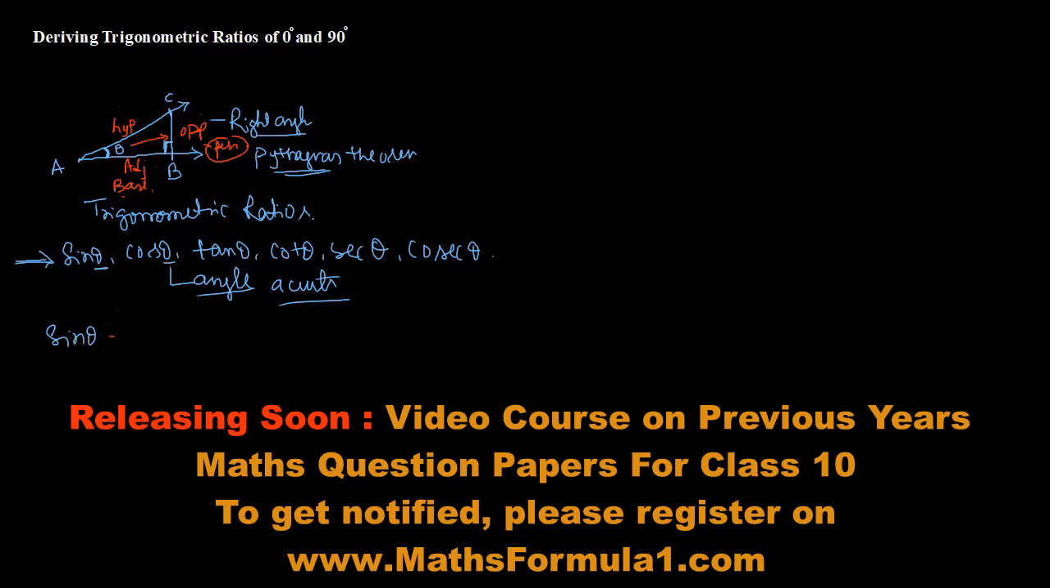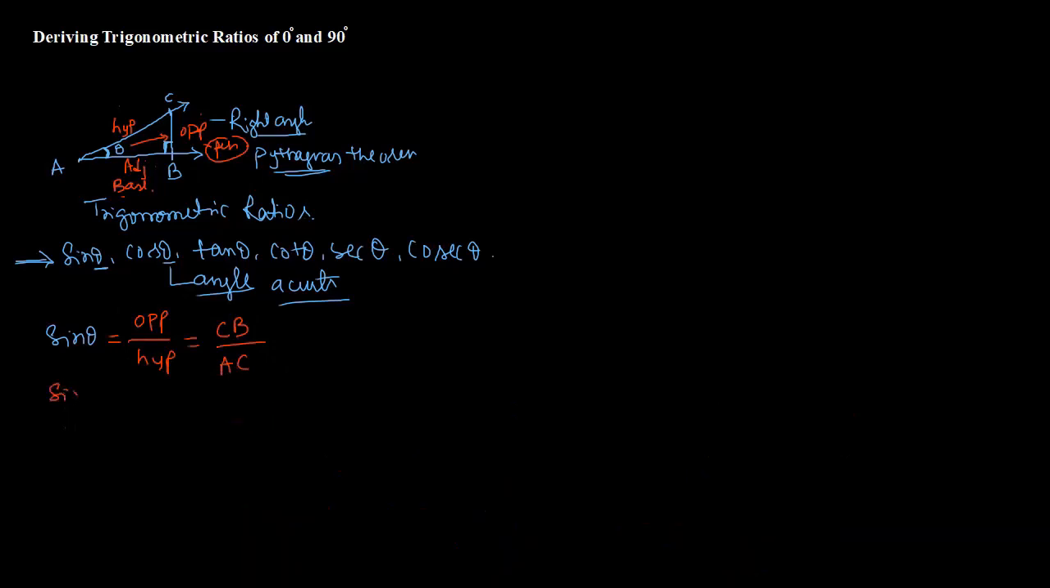To get sine theta, I need the ratio of opposite by hypotenuse. In this scenario, opposite is CB and hypotenuse is AC. Similarly, cos theta will be equal to adjacent divided by hypotenuse. Adjacent in this scenario is AB divided by AC. Tan theta, once you know these two, you can write any of these.